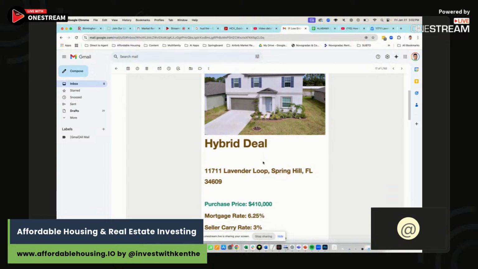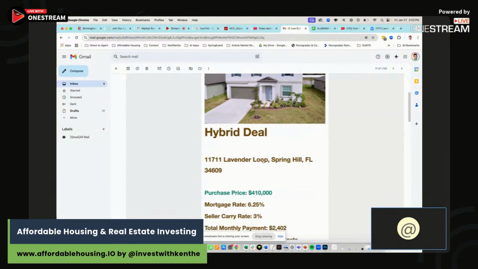Now, a hybrid deal is when there is a subject to component. That means you are buying the property, taking over the underlying payments on the underlying loan, but you're taking ownership. It's a hybrid because there's also an equity portion that the seller is going to finance to you as if they were the bank for the equity portion.